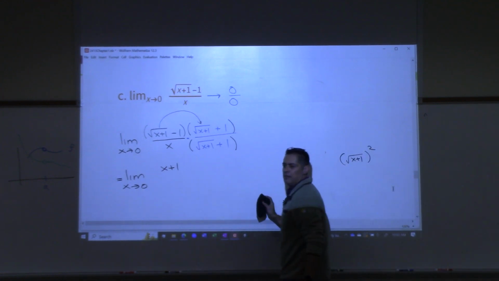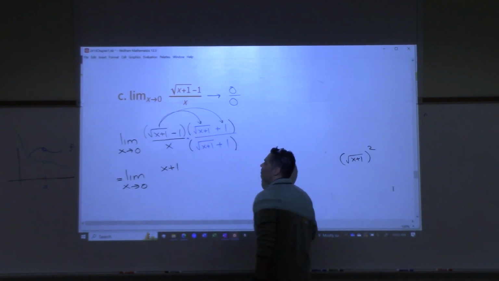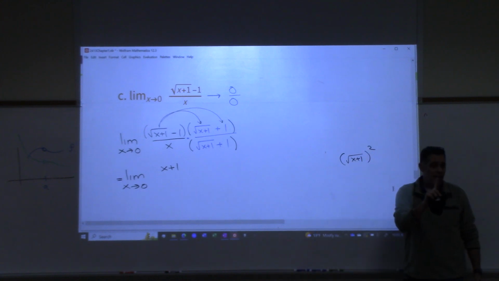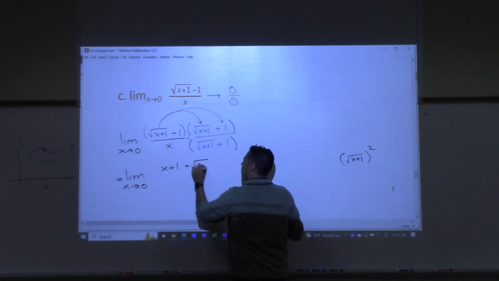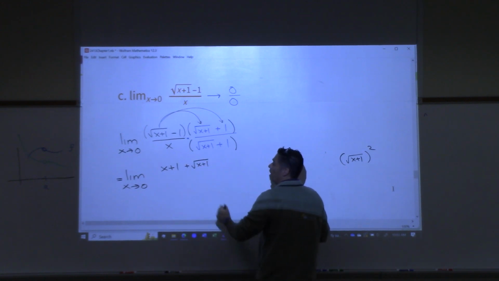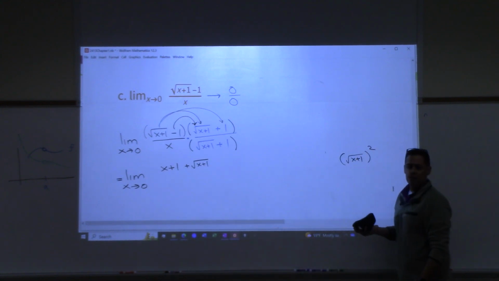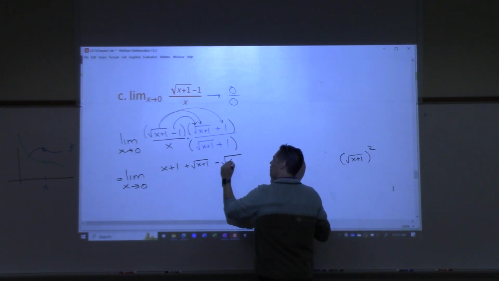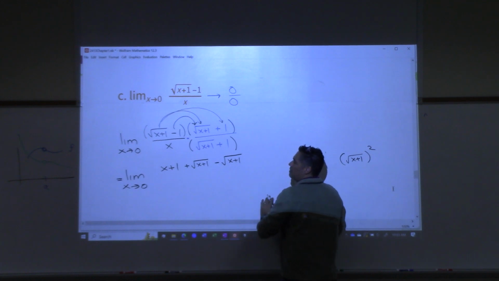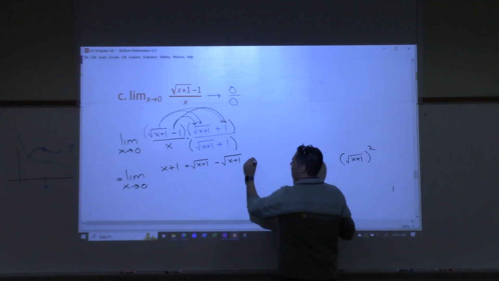That's your first term, right? Okay. Now, when you do this times this, square root of x plus 1 times 1 is itself, isn't it? So that gives me a square root of x plus 1. And then, when I do this one, what do I get? Negative 1 times square root of x plus 1. Negative square root of x plus 1. And then finally, negative 1 times 1 is negative 1. Now, I'll get back to that in a moment.